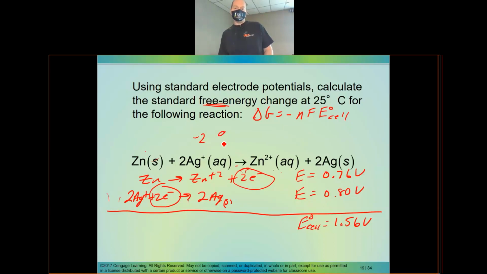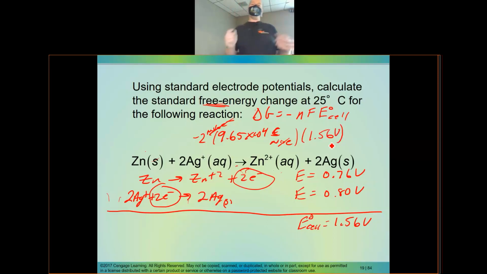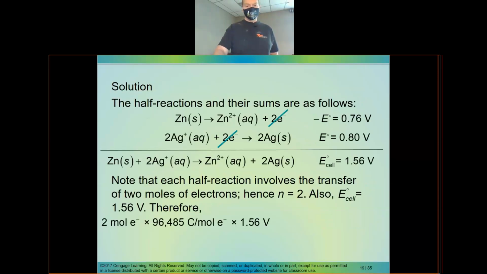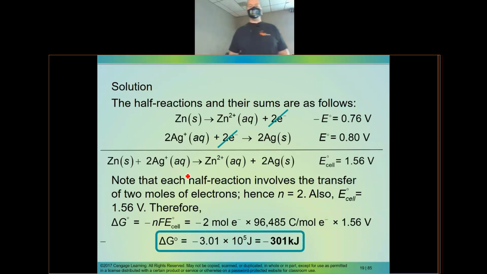The F is Faraday's constant, 9.65 times 10 to the fourth coulombs per mole of electrons. This is 2 moles of electrons, so the moles cancel and that is a coulomb. Then you have a voltage of 1.56 volts, and a coulomb times a volt is a joule. When you push the buttons, you get a negative 3.01 times 10 to the fifth joules, a spontaneous reaction. So that's very spontaneous.